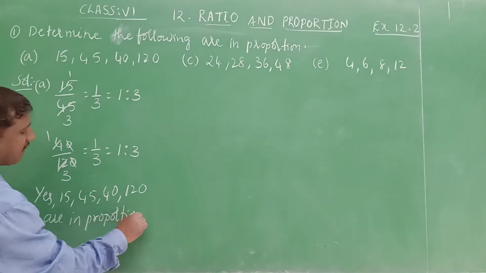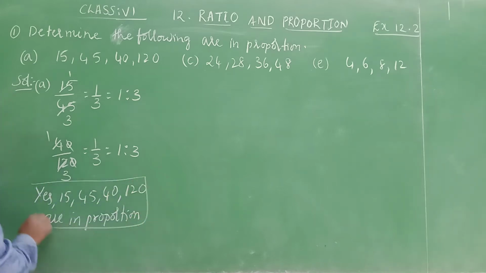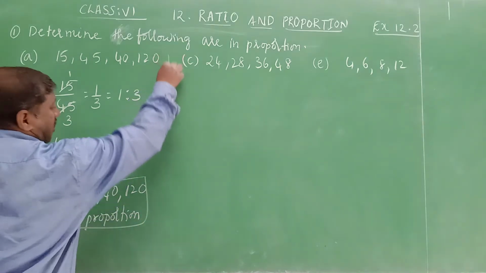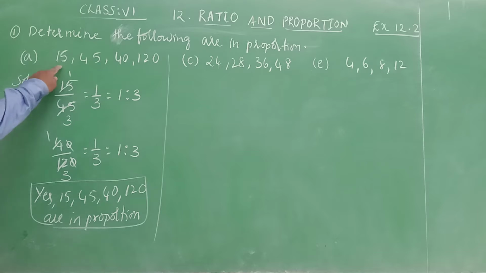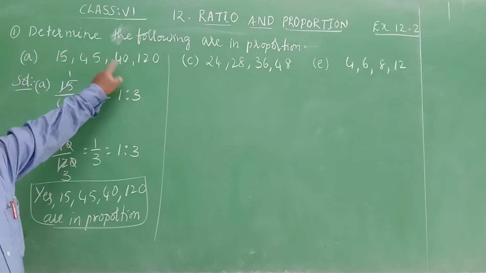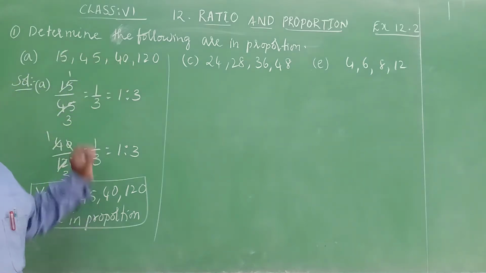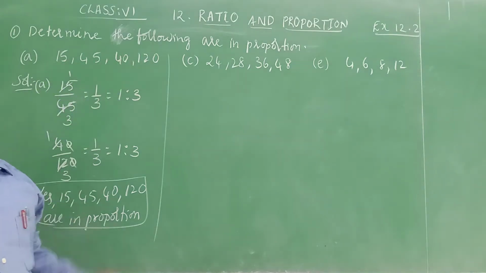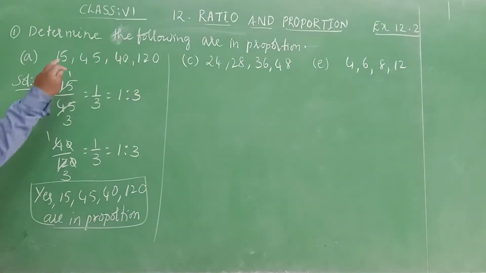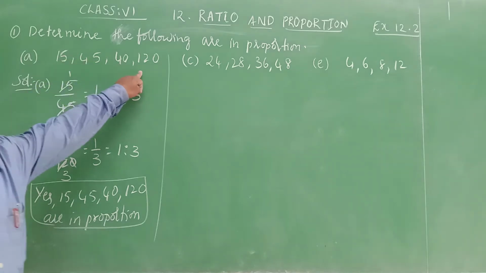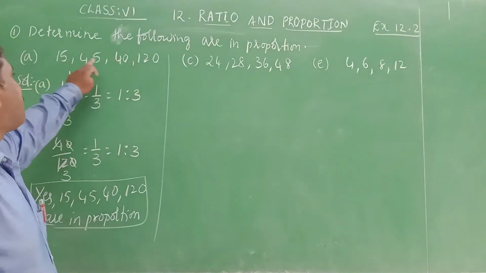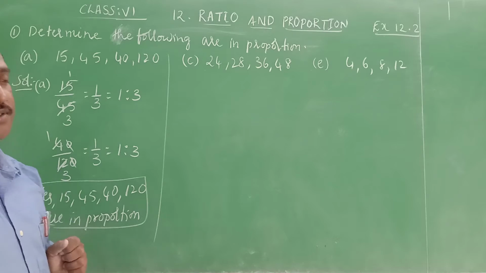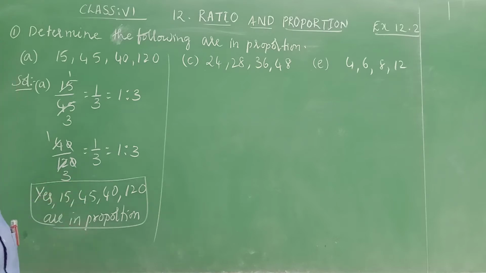See here, you should remember that the order is important. Order of the numbers. You should not find the ratio with 15 and 40, 45 and 120. Order is important. First and second term, third and fourth term. Now they are in proportion. Therefore, 15 and 120 are extremes, and 45 and 40 are the middle terms. Extreme terms and middle terms.